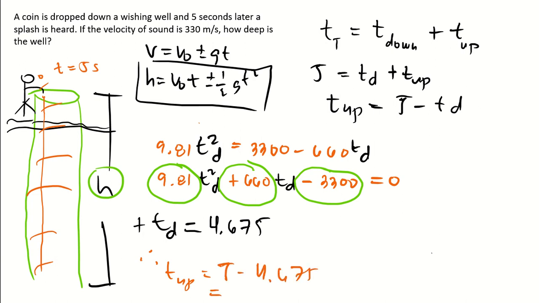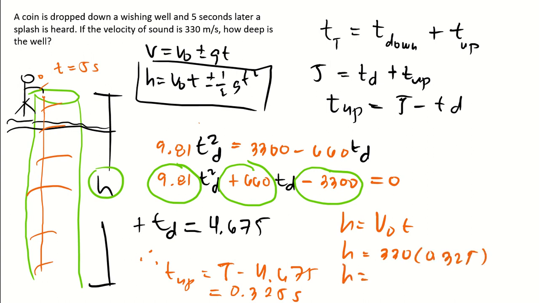So, T up is equivalent to 0.325 seconds. So, H is equivalent to V naught times time. So, that is H is equivalent to 330 multiplied by 0.325. So, the height or the depth of the well is equivalent to 107.25 meters. So, ito yung final na sagot. So, ganyan kalalim ang well.